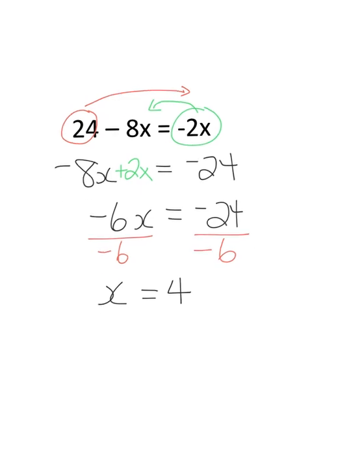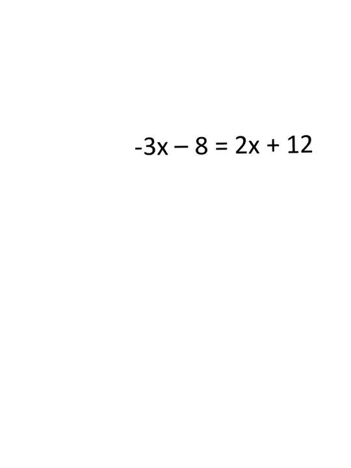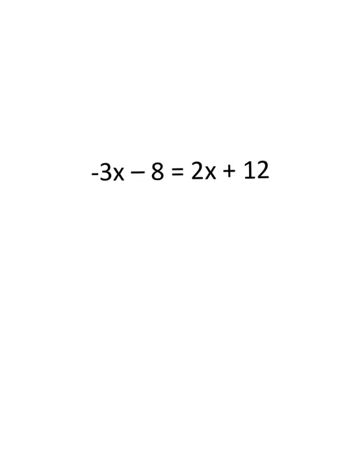Okay, and our last one, here we go. We have a negative 3x on the left, leave it there. I'm going to move this negative 8 to the right, and I'm going to move this positive 2x to the left. So if I have 2x on the right and it's going to come over, it's going to go negative 2x.